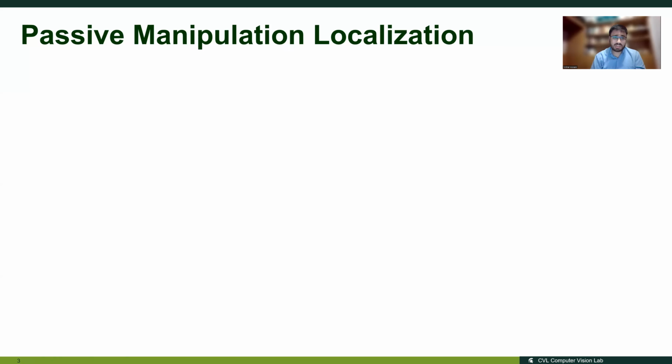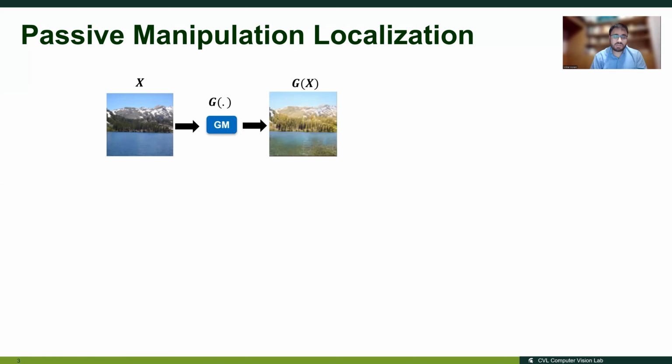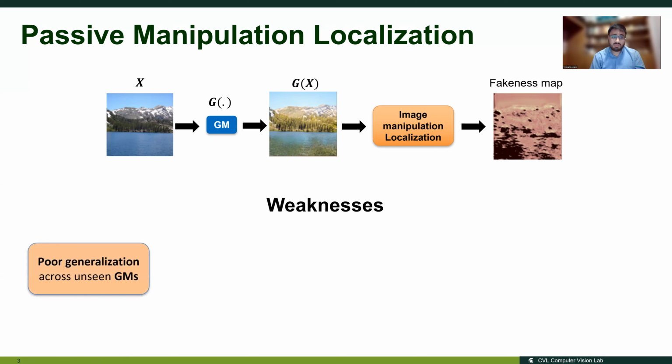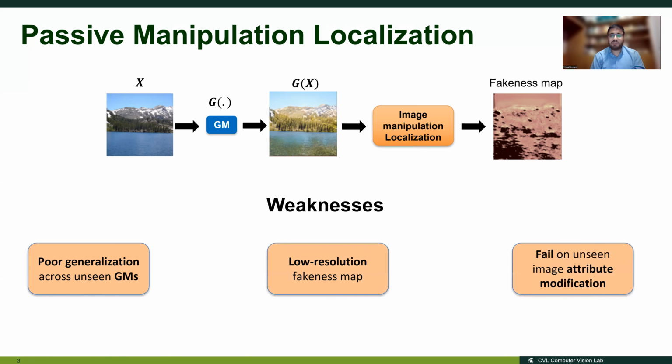So let's come to passive manipulation localization. It involves a real image which a generative model tries to manipulate into a manipulated image, and we have a manipulation localization module to get the fakeness map out of it. There are certain weaknesses associated with these passive approaches. Basically, they have poor generalization across unseen generative models, they have low resolution fakeness maps, and they fail on unseen attribute modifications.